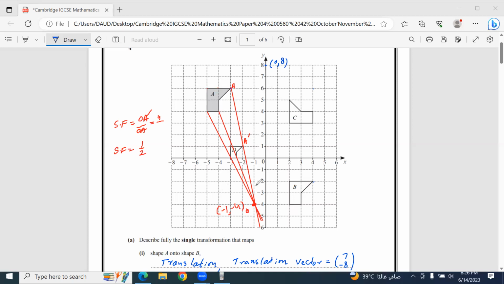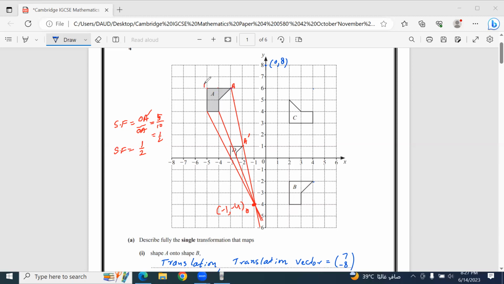It must be 8. Let me check. 1, 2, 3, 4, 5. Oh, sorry, this is O to A dash is 5. It means O to A must be 10. Yes, we can check again. 1, 2, 3, 4, 5, 6, 7, 8, 9, 10. So again, you are getting 1 over 2. So both ways you will get the same answer.